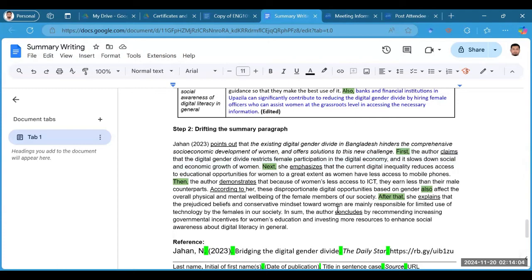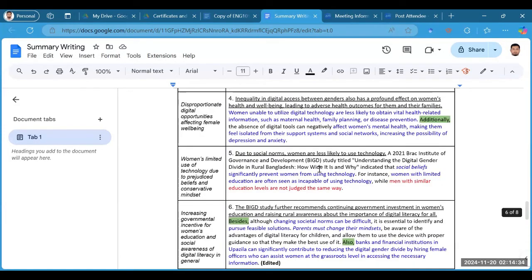Then again, I move on and write down the second paragraph's main idea, and using a transition, using author's tag, I've written that the current digital inequality. So this essay is about digital inequality or disparity. So I've written digital inequality instead of repeating the word digital divide. Now, this digital inequality reduces access to educational opportunities for women to a great extent, as women have less access to mobile phones.